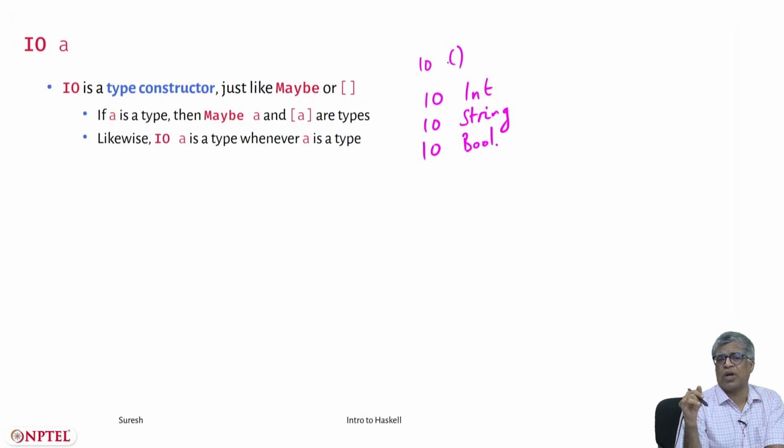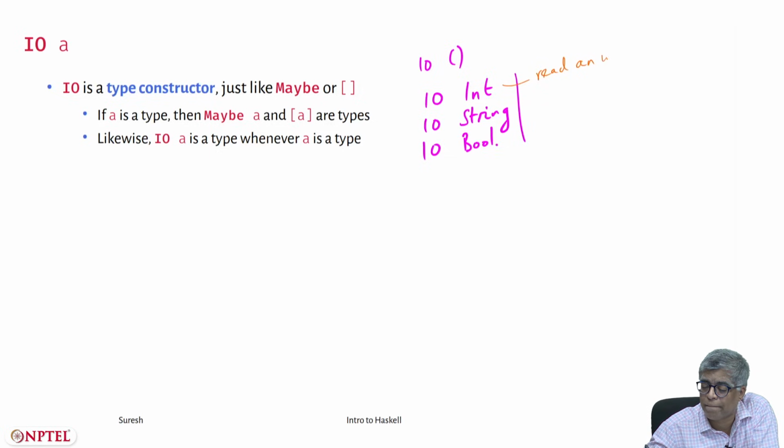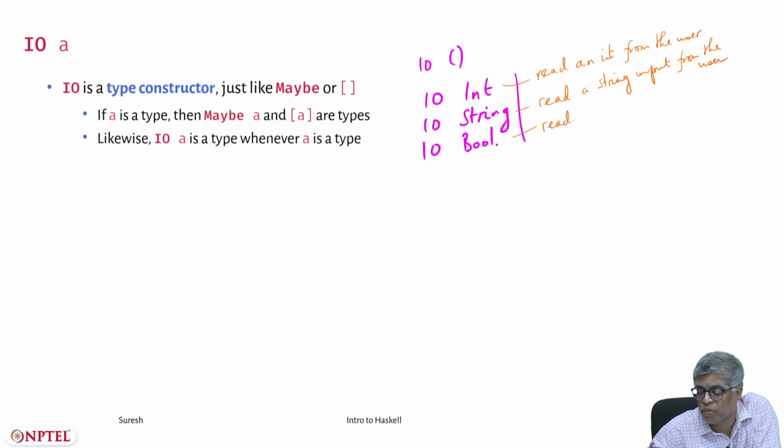But IO Int, IO String, IO Bool, etc. produce useful values. Examples of such functions would be to read an integer from the user, read a string input from the user, and similarly, read a Boolean value.